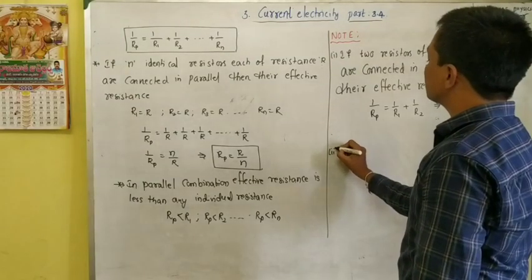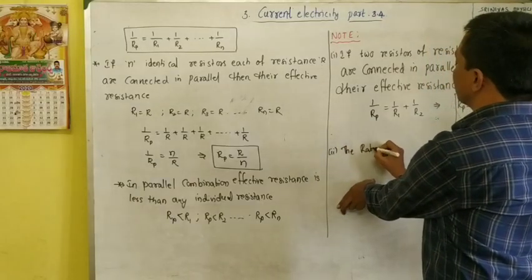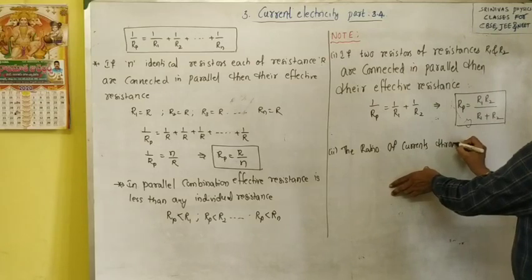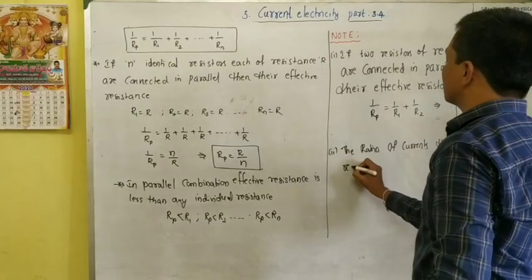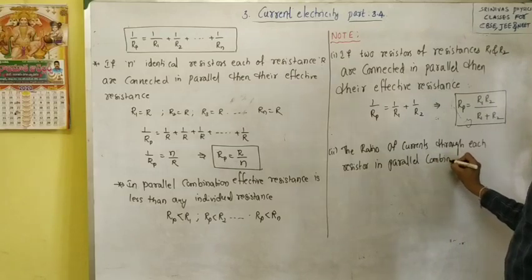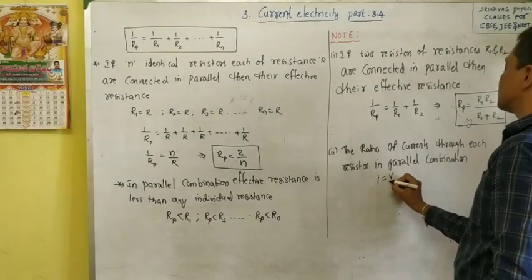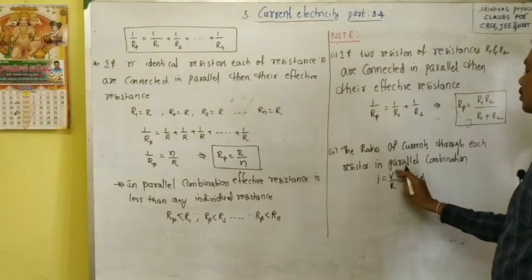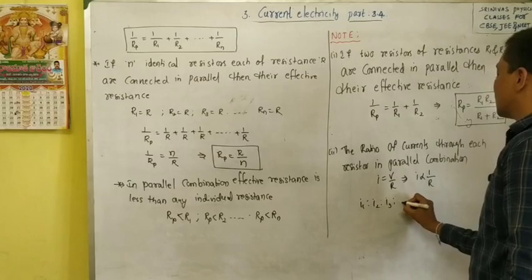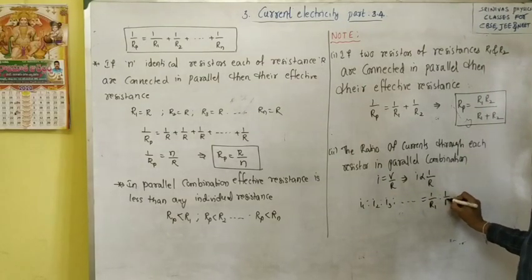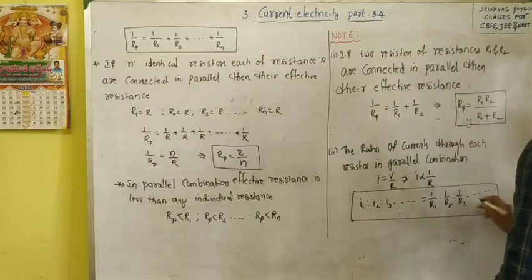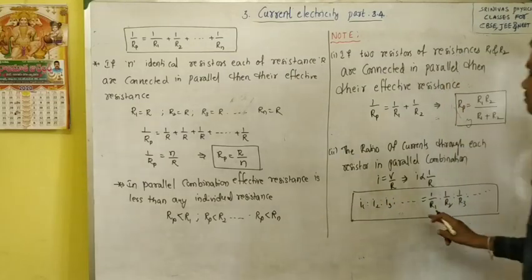The second point is the ratio of currents through each resistor in parallel combination. Current formula, according to Ohm's law, is V by R. But in parallel combination, V is constant. When we remove the constant, we get the proportionality symbol. The ratio of currents I1, I2, I3 and so on is equal to 1 by R1, 1 by R2, 1 by R3 and so on. This is the ratio of currents. Why did we get it like this? Because V is constant.